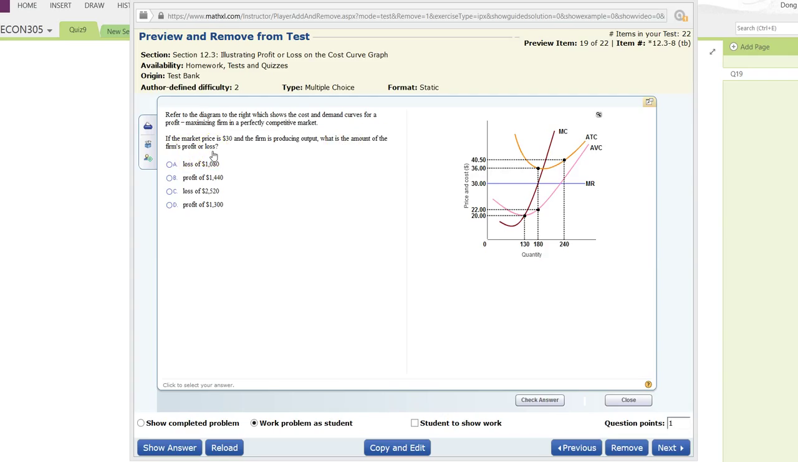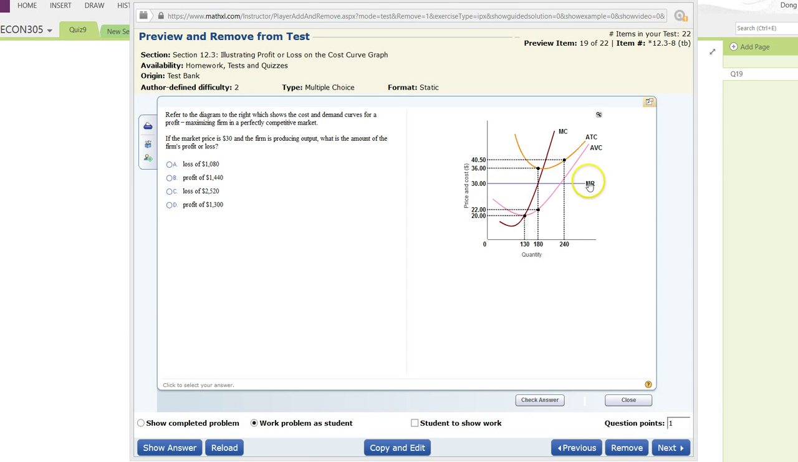Actually, the profit maximizing point is determined by the intersection of the marginal revenue and the marginal cost. When marginal revenue equals marginal cost, then profit is maximized.